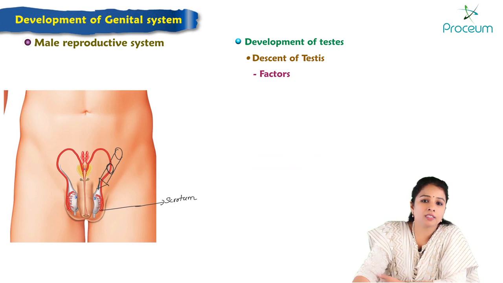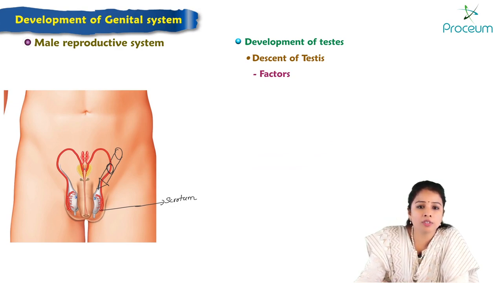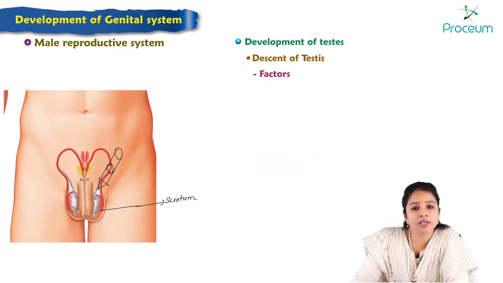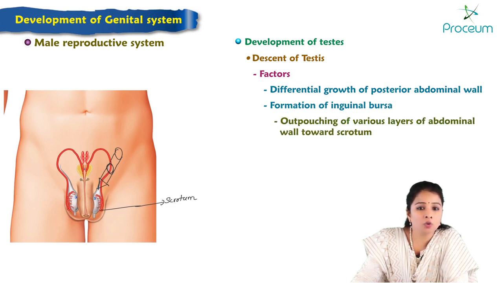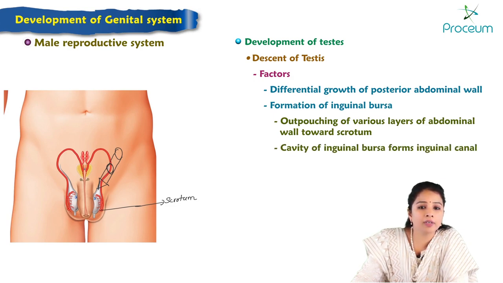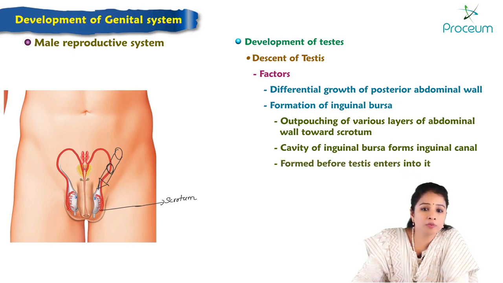So let's see the factors responsible for the descent of testis. So the first factor is the differential growth of the posterior abdominal wall. Then formation of the inguinal bursa and outpouching of various layers of the abdominal wall towards the scrotum. And the cavity of the inguinal bursa forms the inguinal canal. So the inguinal bursa is formed before the testis enters into it. So this is one reason.